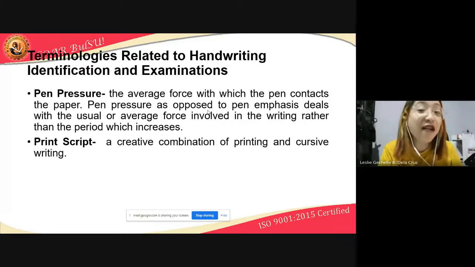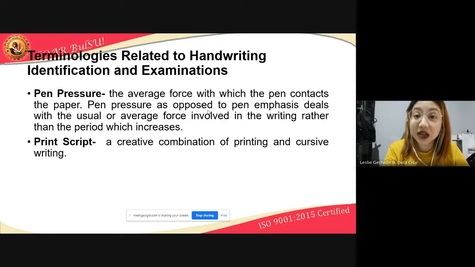Pen pressure, the average force with which the pen contacts the paper. Sabi dyan, average force, hindi yung binigatan ha. Yung binigatan, that's pen emphasis. Ito kasi ang kadalasang medyo na lilito yung mga estudyante. Pen pressure is your average force. Okay? Pen pressure as opposed to pen emphasis deals with the usual or average force involved in the writing rather than the period which increases.